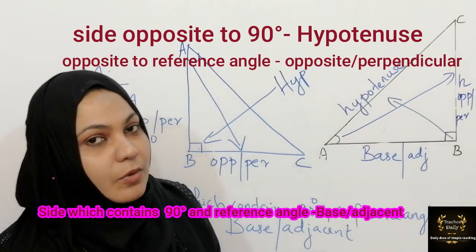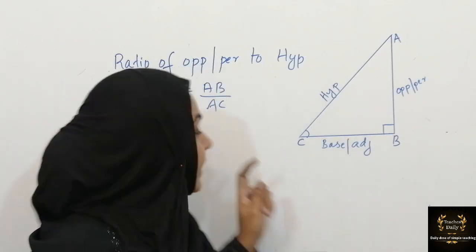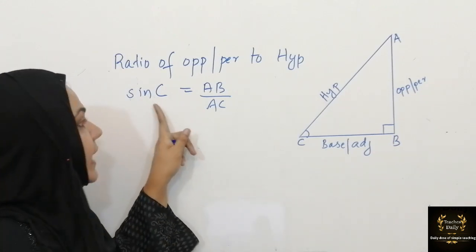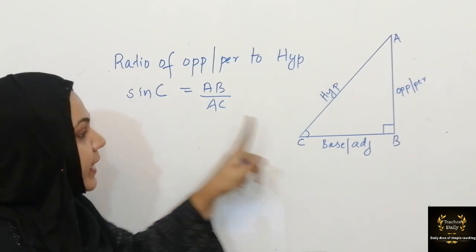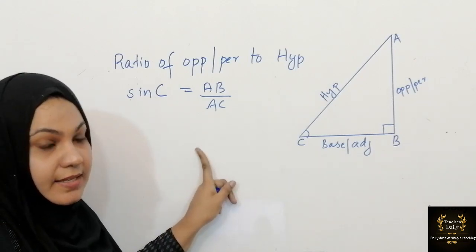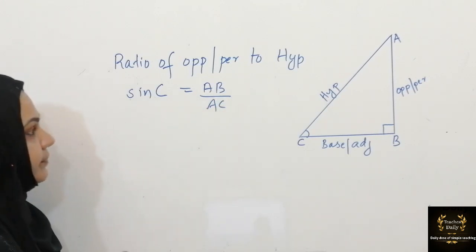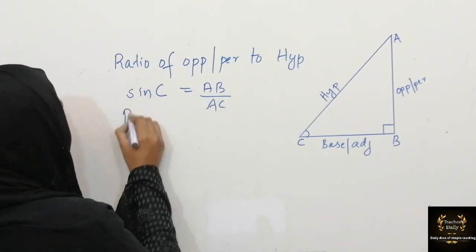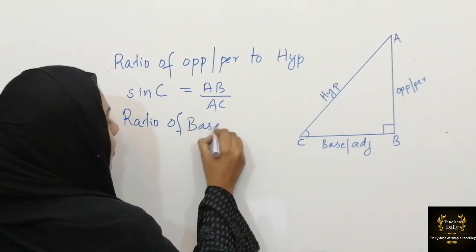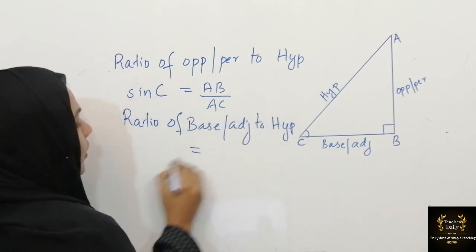Now we can start our trigonometric ratios. The ratio of opposite to hypotenuse is known as sin. Spelling is S-I-N. My reference angle is C here, so this is sin C. What is the formula for sin C? According to C, AB to AC. So AB by AC. Similarly, the ratio of base or adjacent to hypotenuse is called cos.